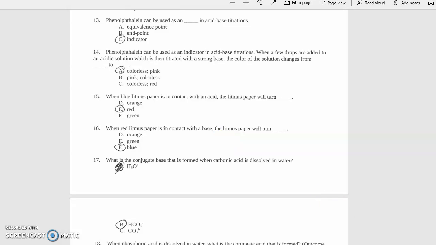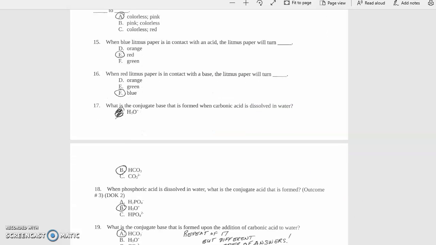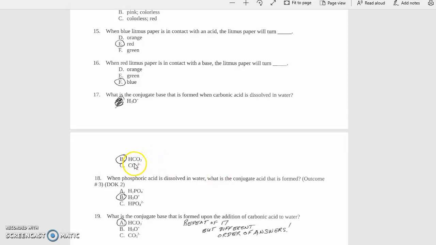The conjugate acid, okay? So the conjugate acid is HCO3 minus. This is the conjugate acid when carbonic acid is dissolved in water. The answer here is B. This is asking what is the conjugate acid form? Okay. The conjugate base. This is a repeat of 17, but it's just a different order of these, and surprisingly that would manage to confuse some people.